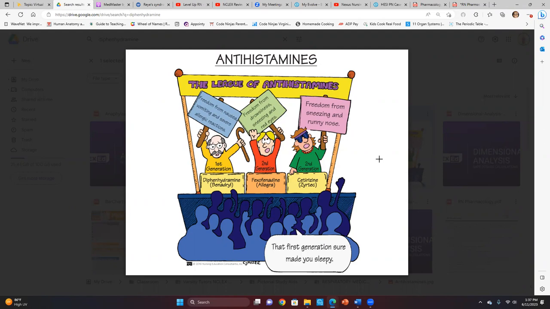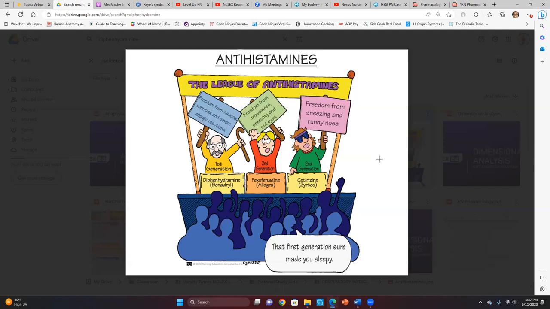So diphenhydramine is an antihistamine. It is also a sedative. Whenever a medication is a sedative, the first thing I think of is, my patient better not be doing anything that requires mental alertness. They better not be driving, operating heavy machinery, or be in charge of small children because they are not safe. They may end up falling asleep. So that's a safety issue, something for you to look out for in your questions.